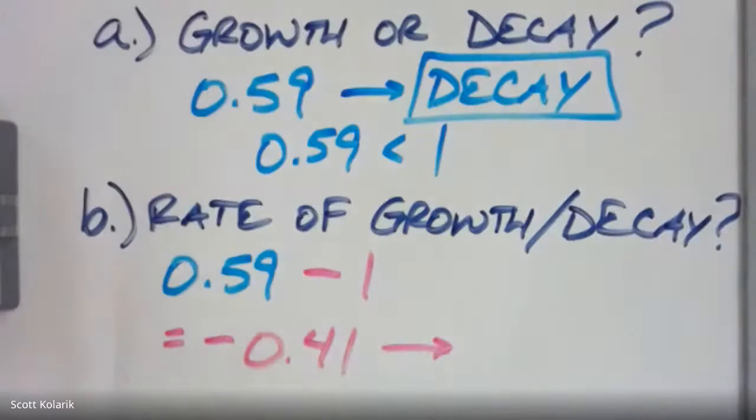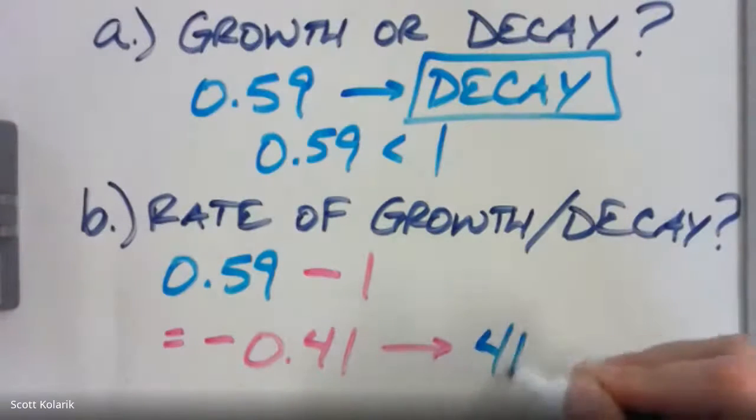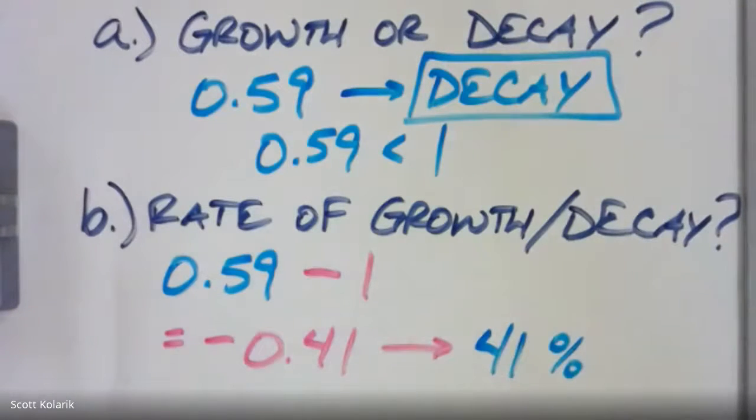Here is where I'm going to use my conversion for a percentage. In order to do that, I'm going to take this decimal place and move it to the right 2 places. In this case, when I move it to the right 2 places, I get 41%. The negative just tells me it's 41% decay.